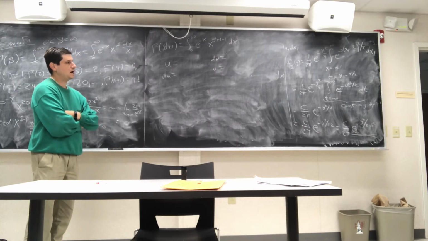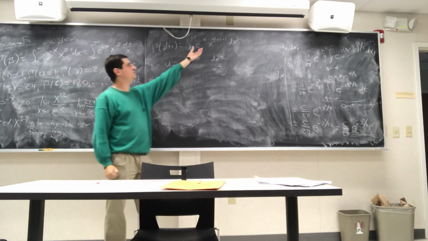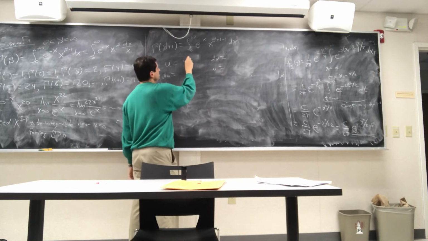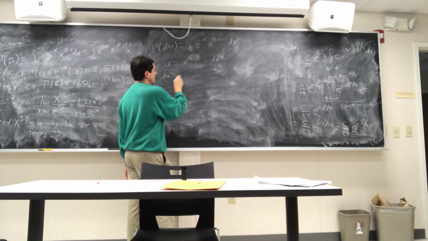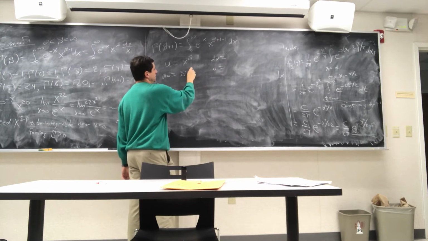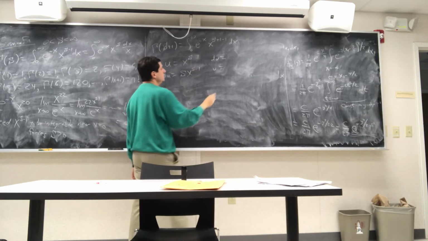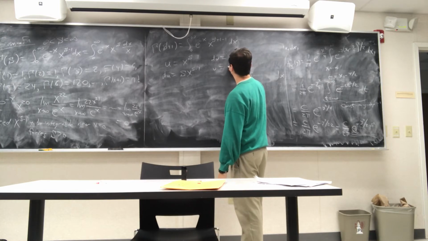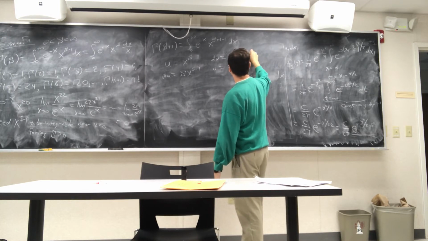So I want to make things nicer. I want to decrease the power of the polynomial, so this is suggesting I should take u to be x to the s. And then du will be s x to the s minus 1. dv will be e to the negative x. And then v will be negative e to the minus x.